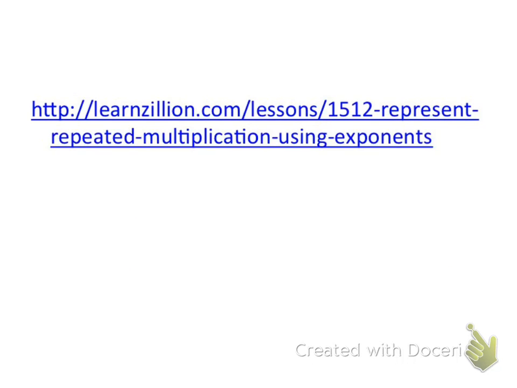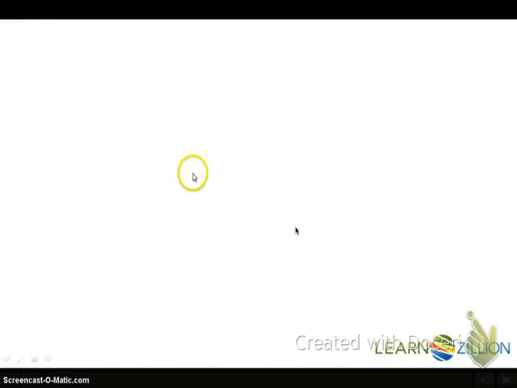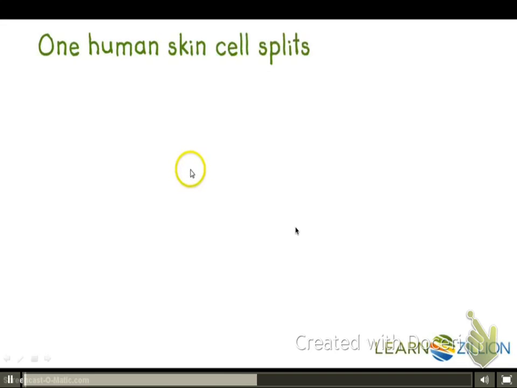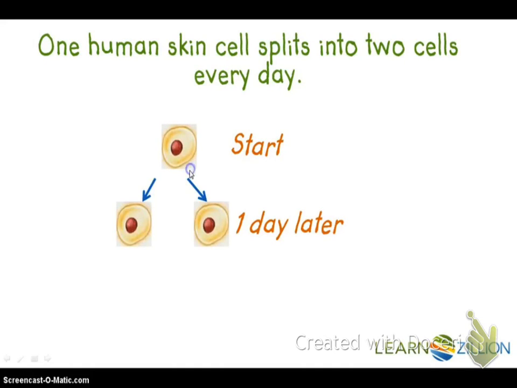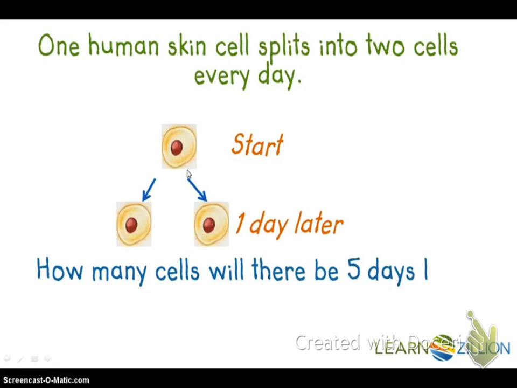All right, and finally, we'll watch a video of a repeated multiplication using exponents. One human skin cell splits into 2 cells every day. So if we start with just 1 cell, 1 day later there will be 2 cells. How many cells will there be 5 days later? What's your guess? Let's explore.